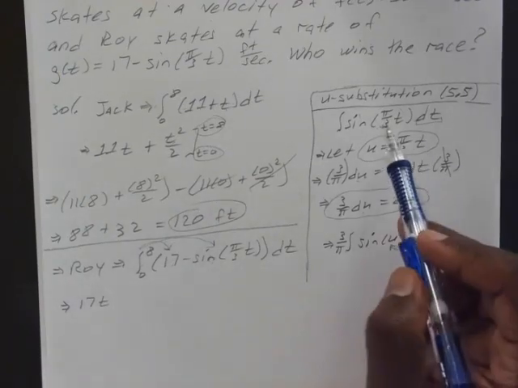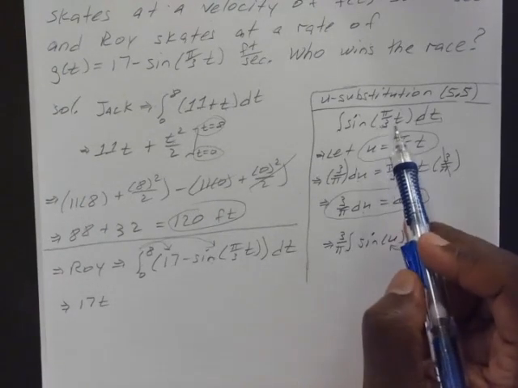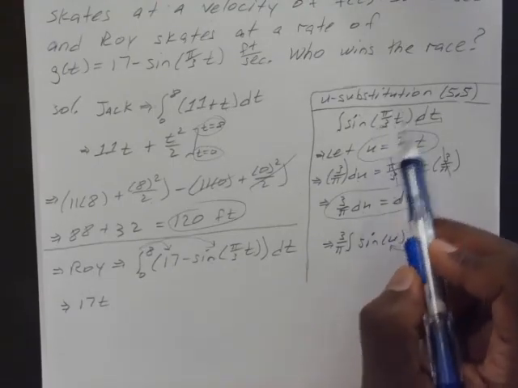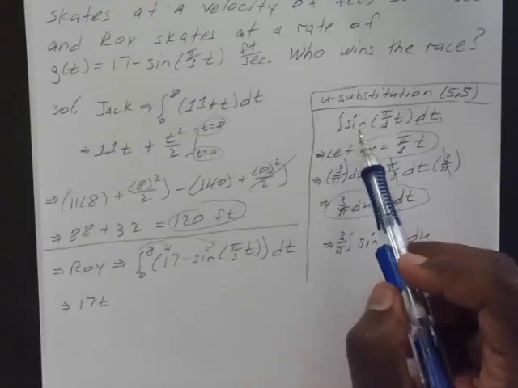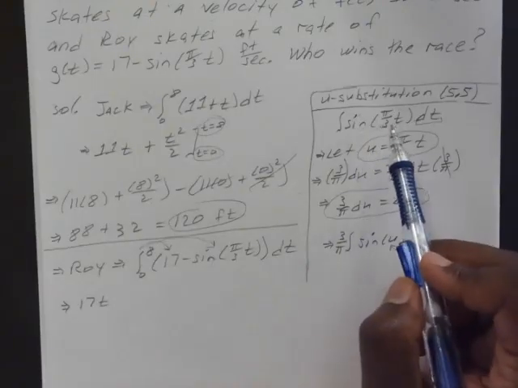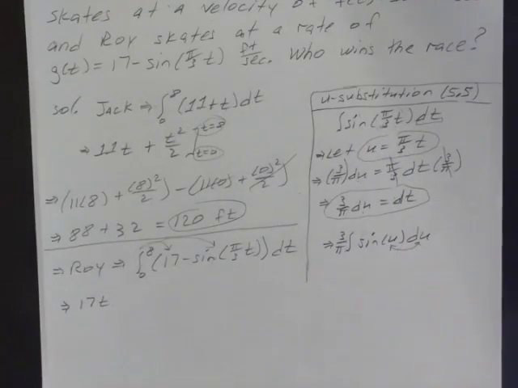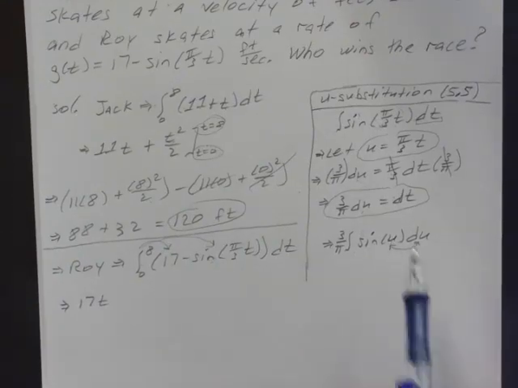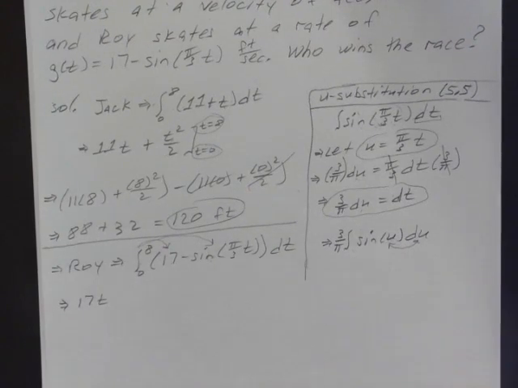Even though this was still a function of t, that pi over 3 made it to where you can't just have the integral of sine of t, because that pi over 3 was there. So we had to convert it to another variable to where it's just the integral of sine of some variable with respect to that same variable. Nothing else can be inside of there. So that's why we replace it with a u.